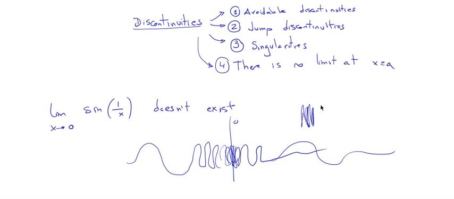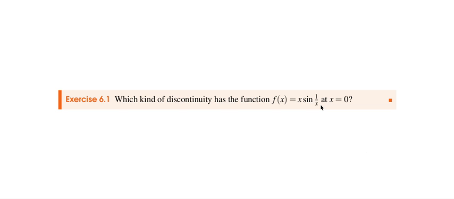Okay, so related to this, there's this exercise that I gave you: this function f of x is x times the sine of 1 over x, and I asked you what kind of discontinuity this function has at 0. Okay, this function is not defined at 0, right? Because the sine of 1 over x is not defined at 0. What kind of discontinuity of the 4 types that we have seen before is it?